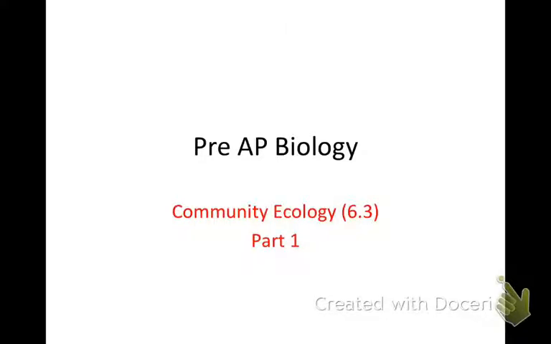Community ecology. So, we've talked about organismal ecology, one organism, everything about it. Population, a bunch of the same species interacting together. The population can increase or decrease. Well, now we're going to put a bunch of populations, different species together, and we're going to form a community.